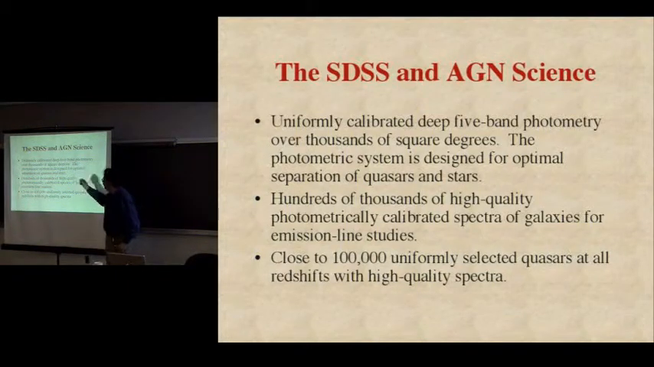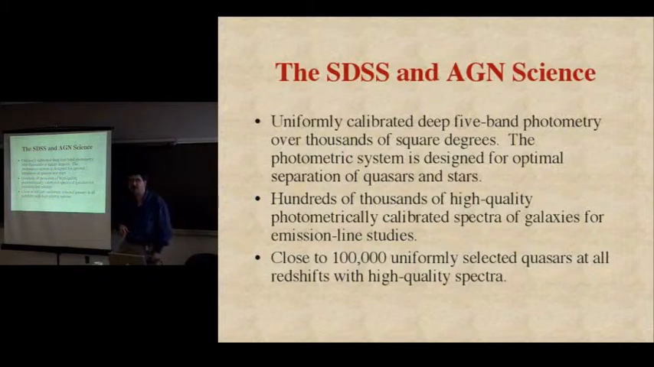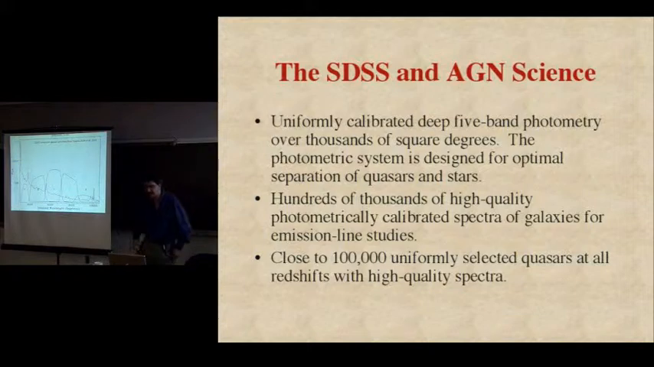We have hundreds of thousands of high-quality photometrically calibrated spectra of galaxies, which we can go do AGN studies on. And we'll have a little bit to say about that in this talk. You can ask me more about that if you're interested. And then the quasars themselves uniformly selected. The numbers are indeed, I think with the latest numbers, we're just about at that 100,000, which was our goal, at all redshifts. And we'll see what all redshifts mean in a bit, with really high-quality spectra. So let's get a sense of how that works.